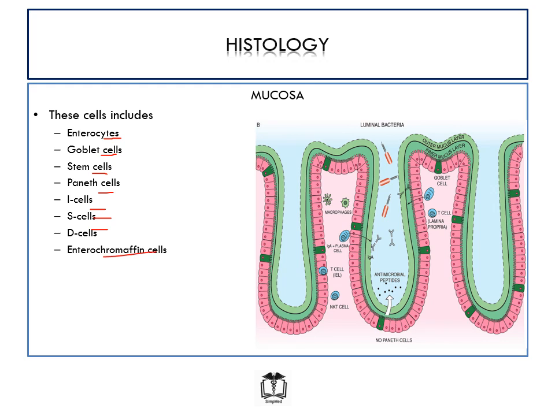So let's start with the enterocyte. The enterocytes tend to line both the villi and the crypts. They are tall columnar cells that have an oval nucleus at their base, and they have an apical and basal portion. The apical end of the enterocytes tend to contain microvilli.